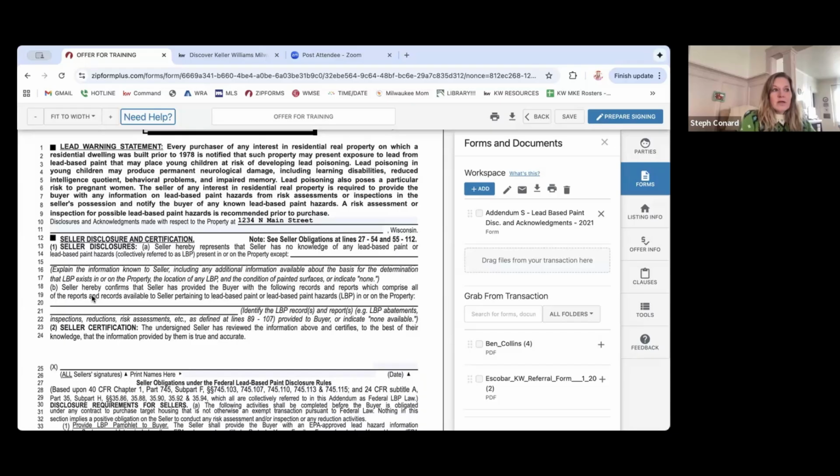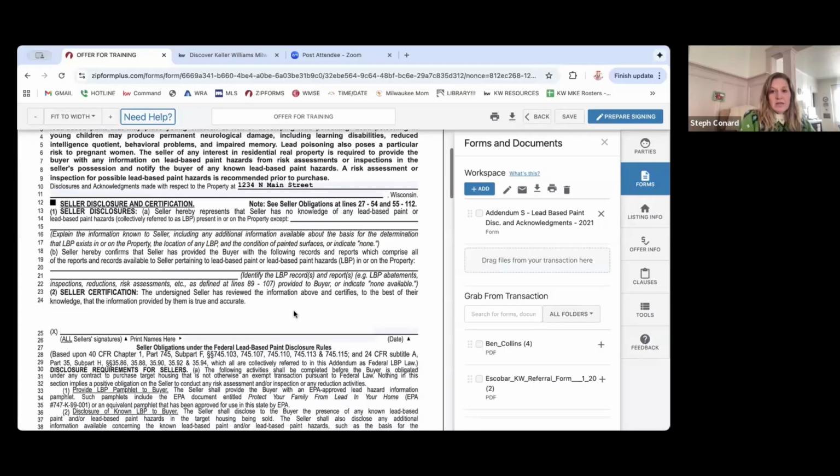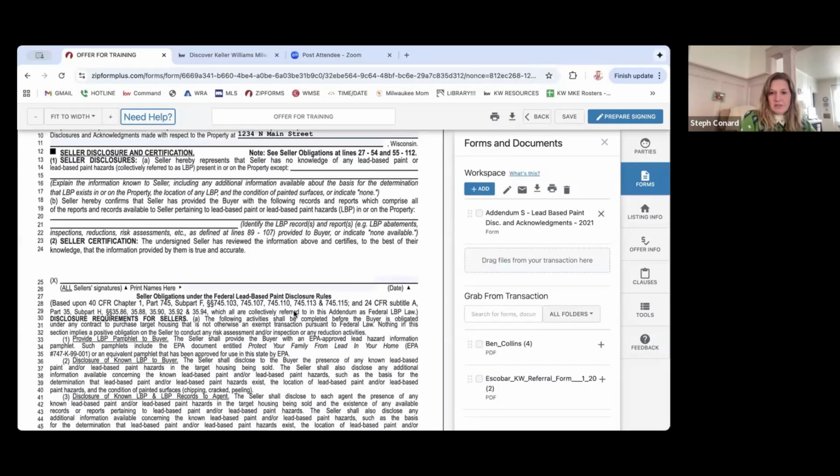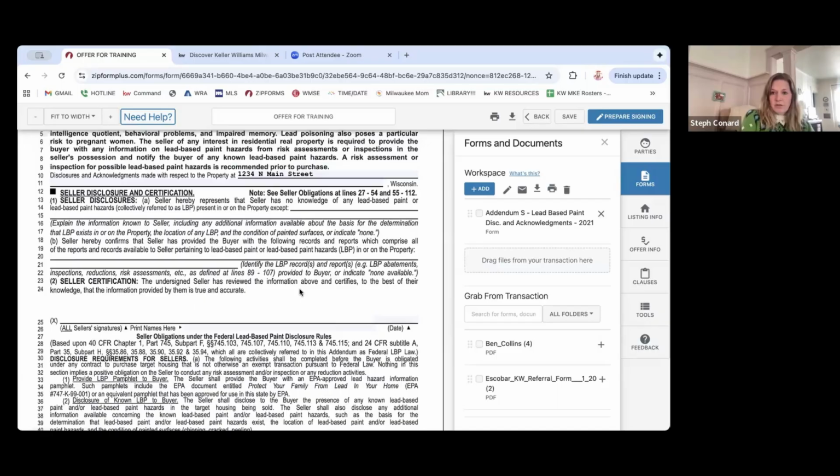So if you know of a case where a seller has had lead-based paint tested and this is not filled out, we need to make that disclosure if they don't. And we need to go back to them and say, hey, this is inconsistent with what you have told me about the property. We need to update this, and we need to disclose that we do have knowledge of lead-based paint.